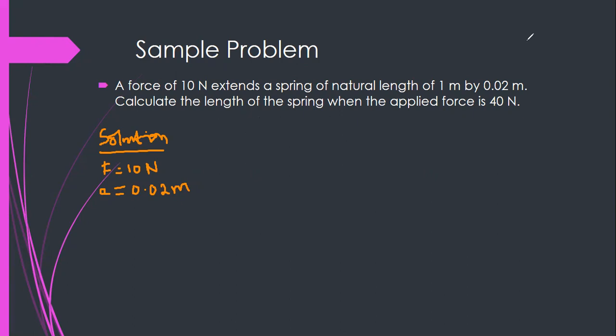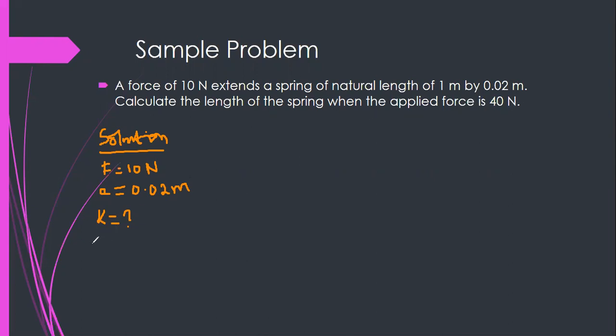Calculate the length of the spring when the applied force is 40 Newton. So in this question, we are going to find the spring constant first because it is not given and we will need it for our calculation. When we find our spring constant, then we can now calculate the length of the spring when the applied force becomes 40 Newtons.